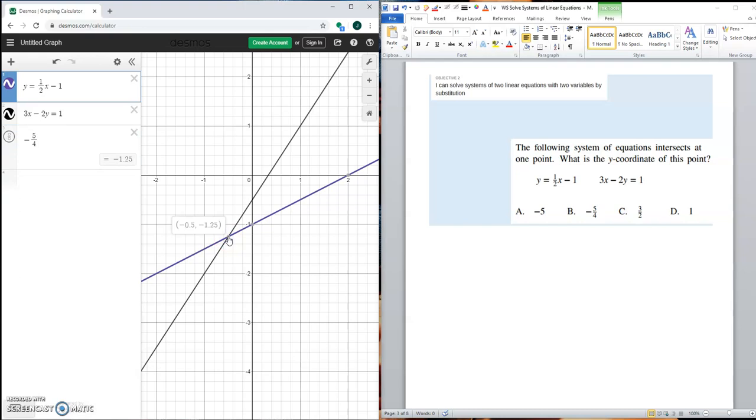And so the y-coordinate of this point is negative 1.25. We're going to do the process of elimination here, and therefore it's either A or B. This is a whole number, so this is your answer. Using the technology to confirm that, I typed here negative 5 out of 4, and that is going to give you negative 1.25. So the answer here is B.